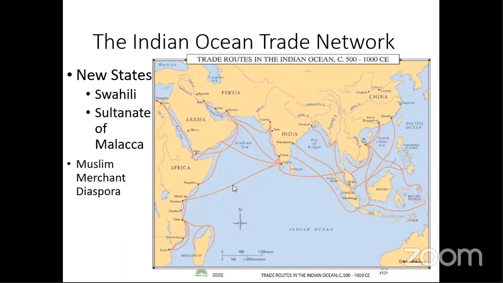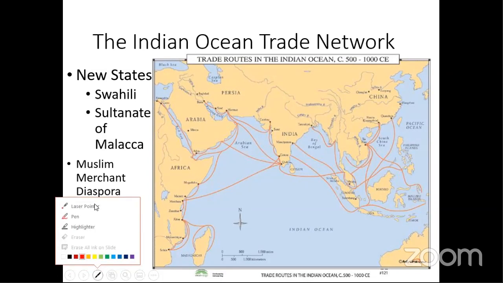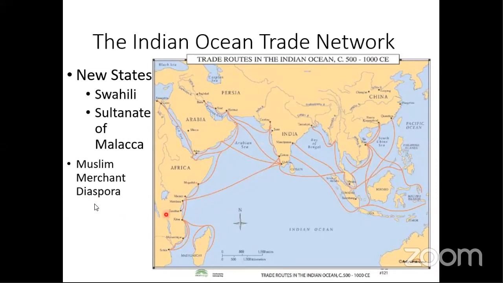The Indian Ocean Trade Network also helped build new cities. One of the most important examples of this was the Swahili city-states. Swahili city-states existed in Africa on the eastern coast. You can see my laser pointer right now pointing directly at the Swahili cities.